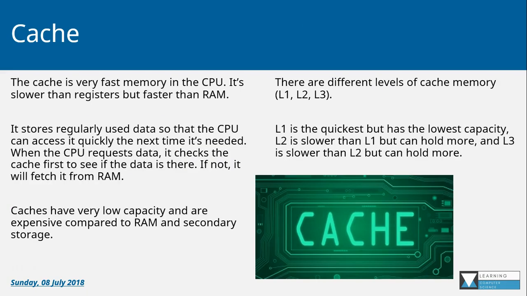Now, the cache is a very, very fast type of memory inside the CPU. It is a lot slower than the registers that we talked about before, but it's a lot quicker than RAM because the RAM is outside of your CPU. Okay, what the cache does is it stores regularly used data that the CPU can access quickly.